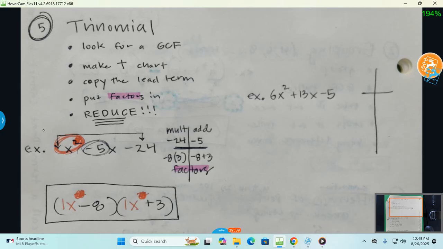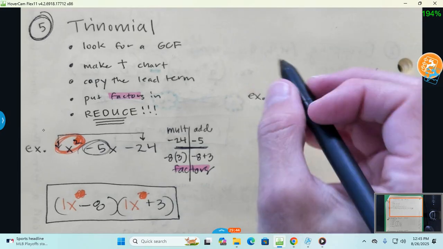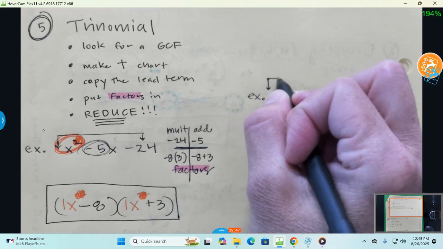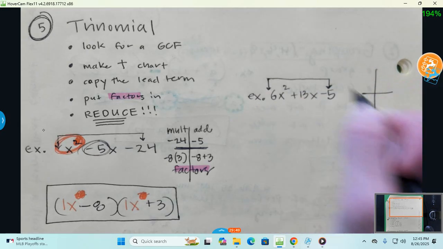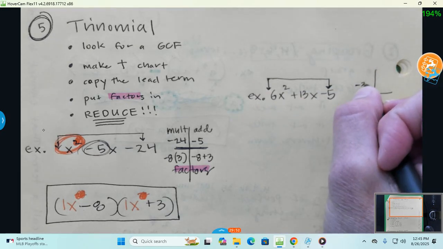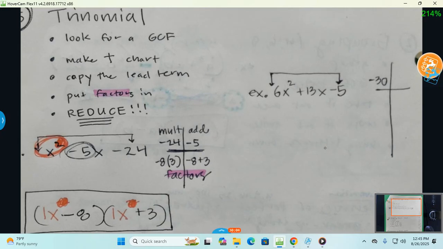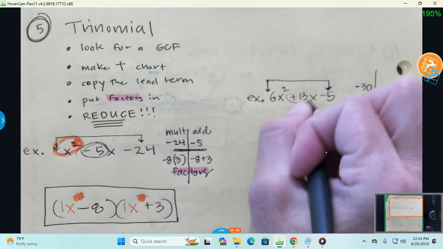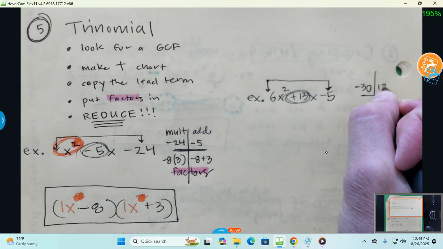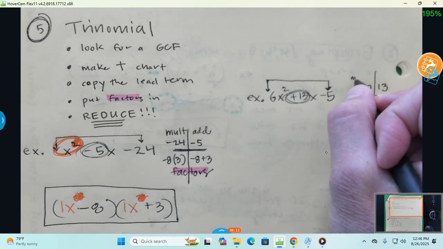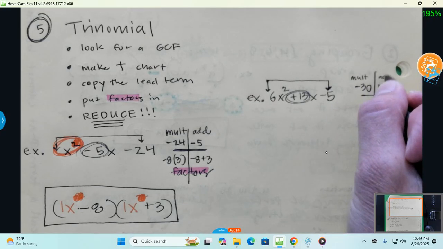Now, where do you get the numbers from the T-chart? This is important because if you have them flip-flop, that's not going to be right. You take the first term, which is 6, times the last term, which is -5, and you multiply them together, and that gives you -30. And then the number in the middle, you take the sign, which is a +13, goes over there to the right. This is your multiplication column, and this is your addition column.